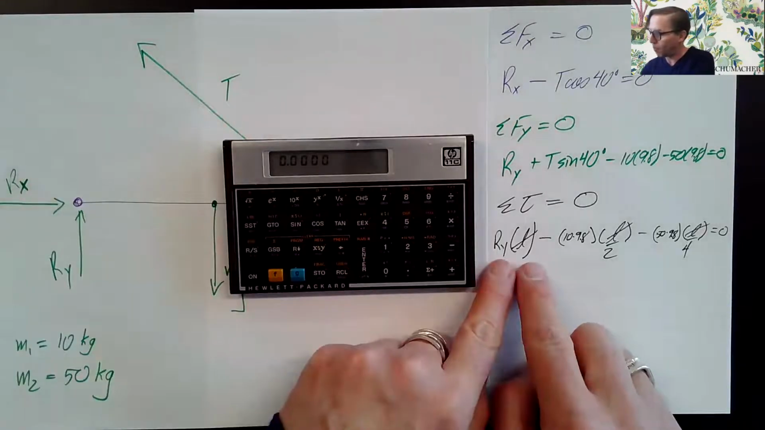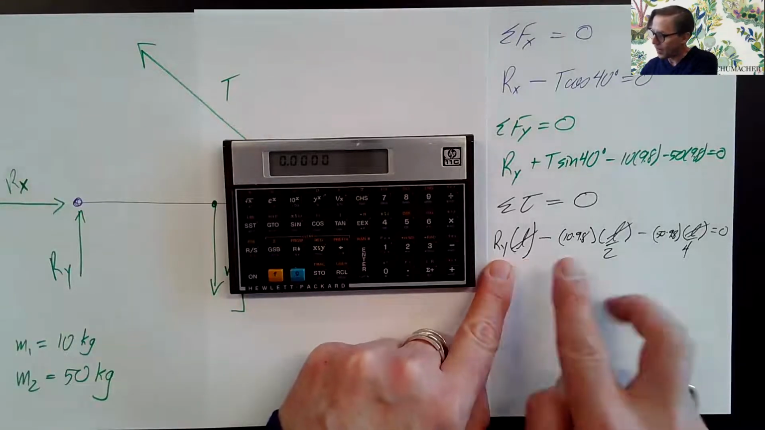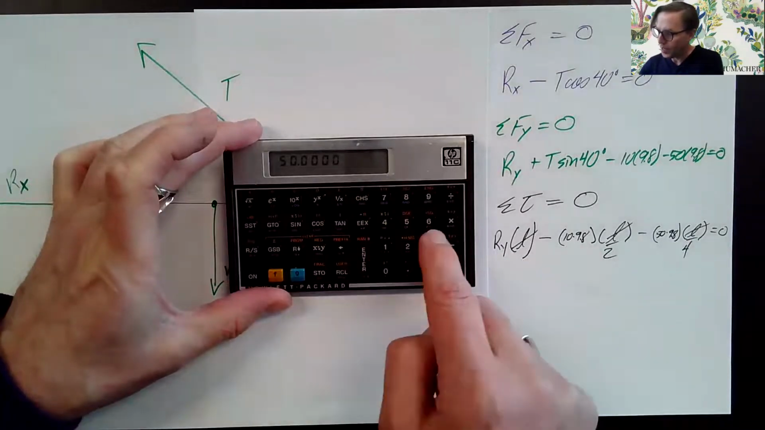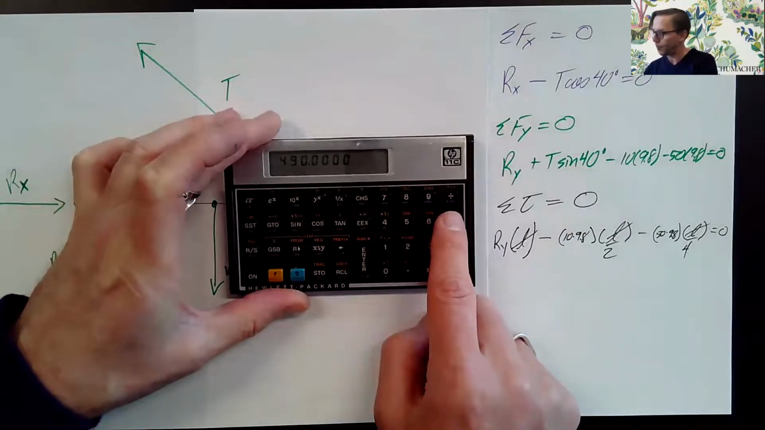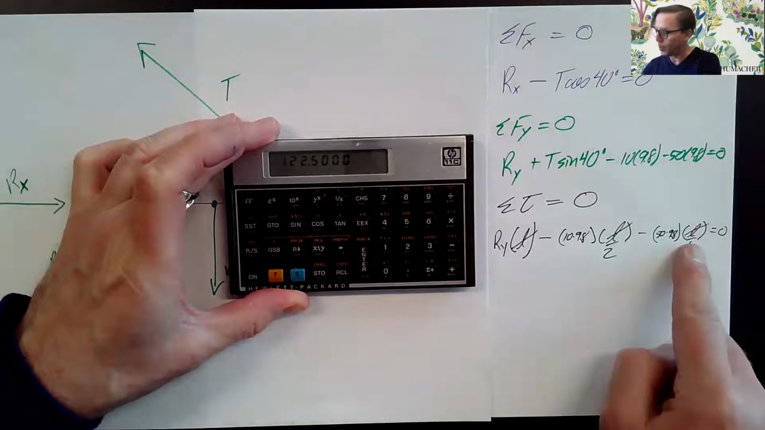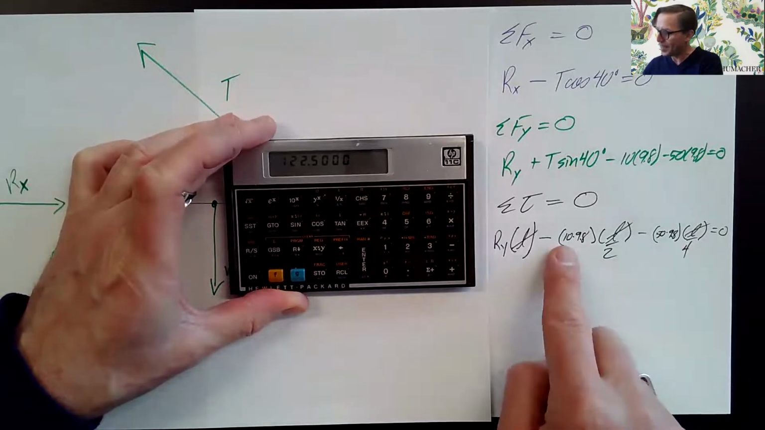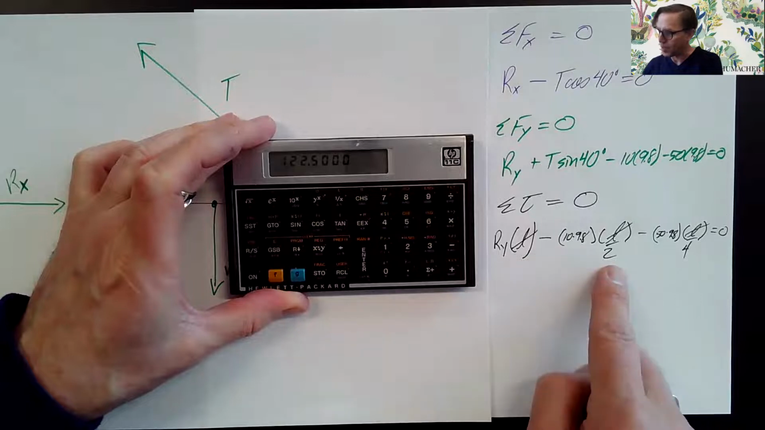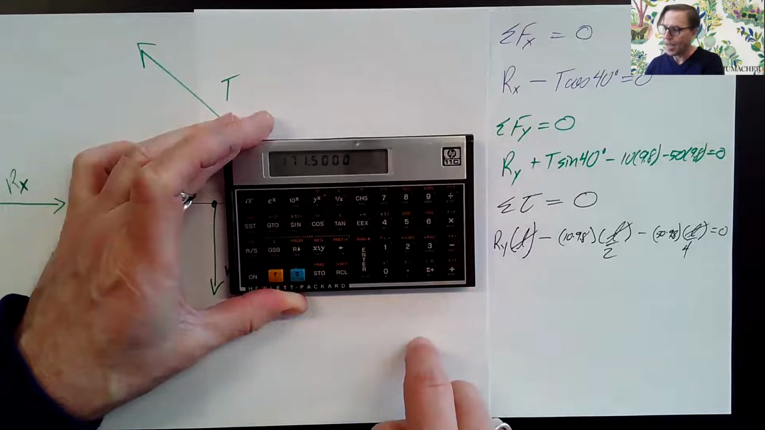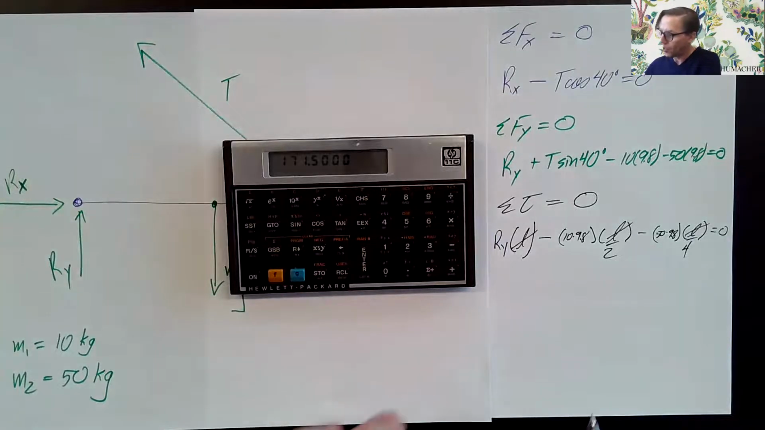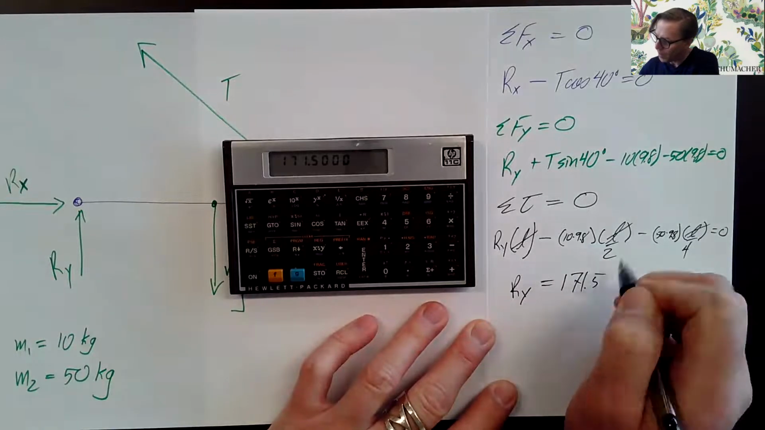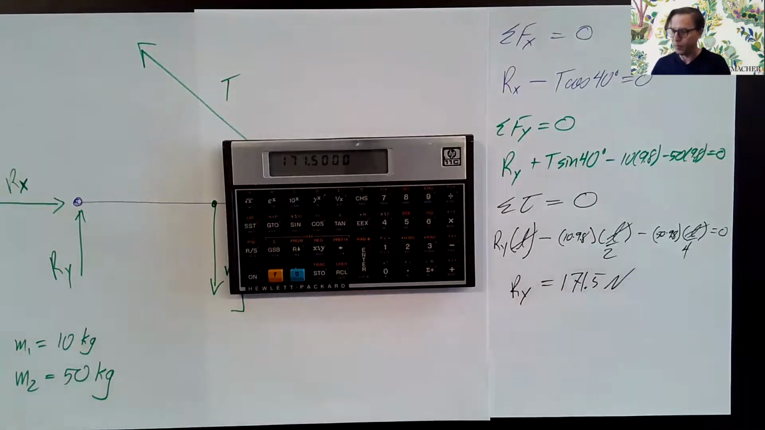All right, I'm going to solve for Ry. So I'm going to take these two and put them on the right side, and they're both going to be positive. So I've got 50 times 9.8, and I'm going to divide by 4, and that gives me 122.5. And I'm going to add to that 10 times 9.8 over 2, which is 5 times 9.8. 5 times 9.8, add to that. And I got 171.5. So Ry equals 171.5. It's a force, so I'm going to say newtons.